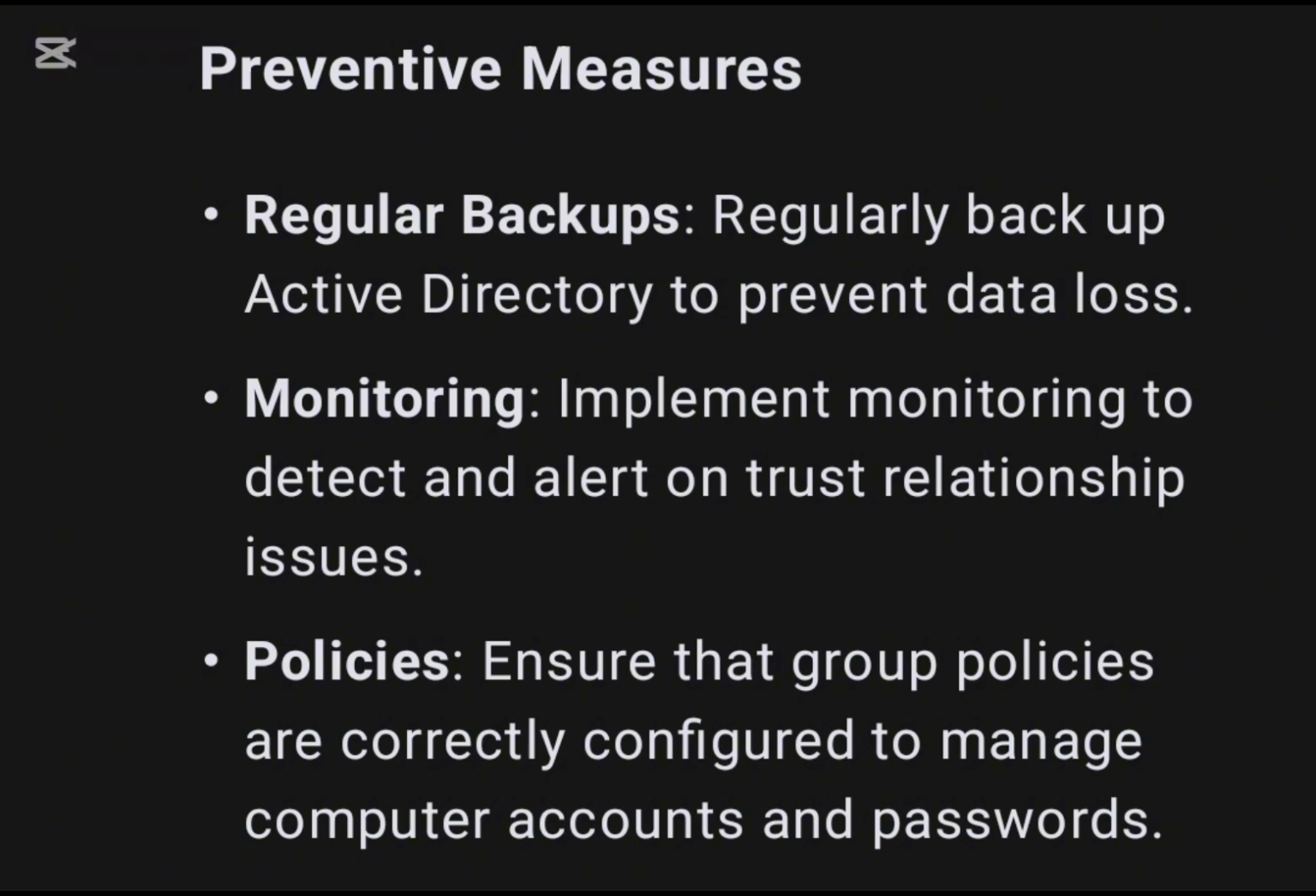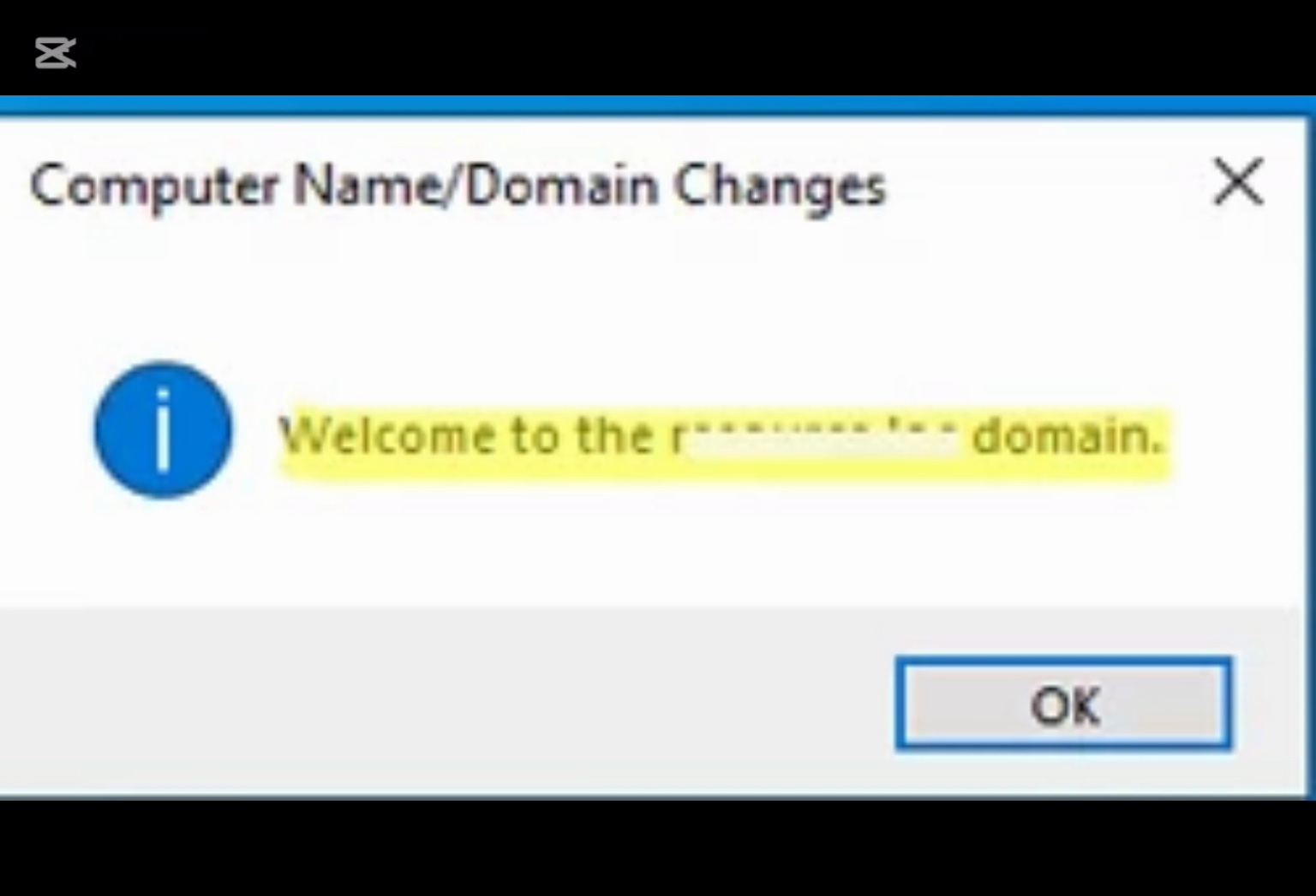Preventive measures, regular backups. Regularly back up Active Directory to prevent data loss. Monitoring. Implement monitoring to detect and alert on trust relationship issues. Policies. Ensure that group policies are correctly configured to manage computer accounts and passwords. By following these steps, you should be able to resolve most trust relationship issues with a domain.